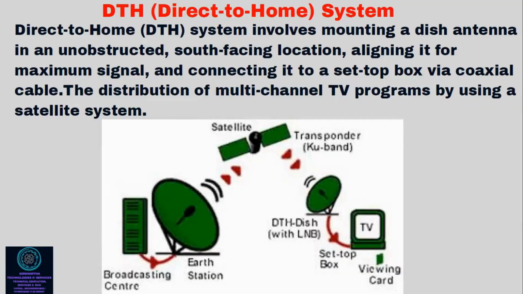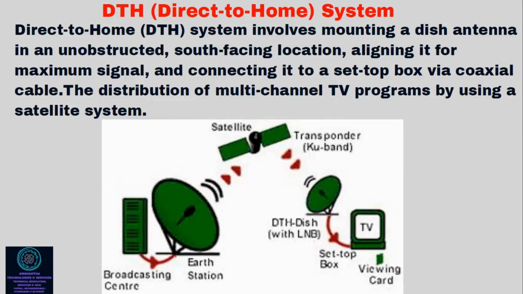The direct to home DTH system involves mounting a dish antenna on the top of your home, where there is no obstacle. We have to install this antenna facing south, aligning it for maximum signal and connecting it to a set-top box. Please remember, the dish is connected to the set-top box. On the dish, there is one more part called LNB, low noise block down converter. From there, the signal goes through a wire, connected to your set-top box by a coaxial cable, for the distribution of multiple channel TV programs using a satellite system.